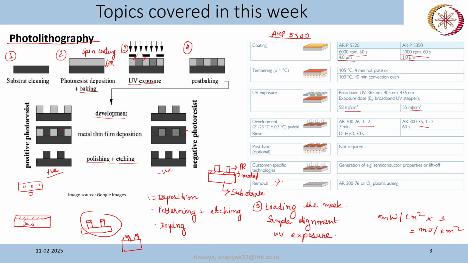you will end up getting some pattern like this. This is very messy. This is your metal, this is your metal, and the photoresist layer will be on top of it. Then you can remove the photoresist with some chemical, say acetone, and finally you will also get some pattern like this. So there are multiple ways to achieve patterning.